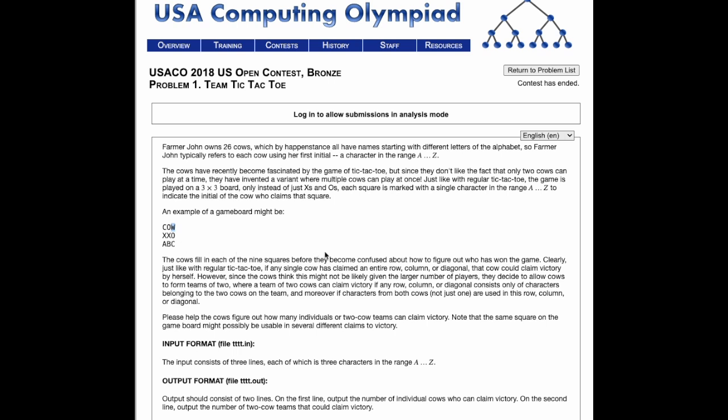Like tic-tac-toe, you can win by claiming a row, column, or a diagonal. But unlike tic-tac-toe, since there are 26 cows, you can actually form teams of two and win. So let's say cows X and O were on a team, then they could claim this row, and that's basically a victory. Given this board, we want to find how many individual cows or two-cow teams can claim victory.